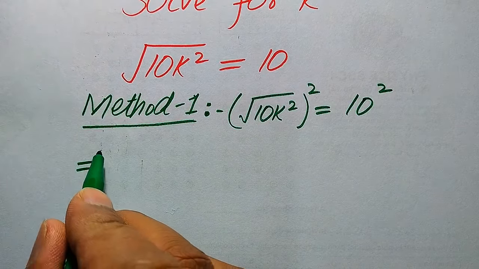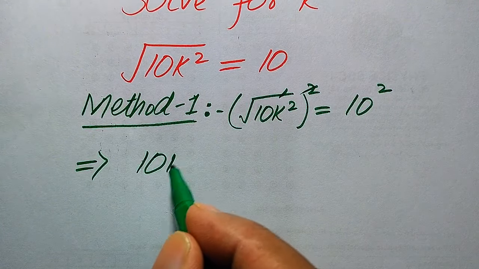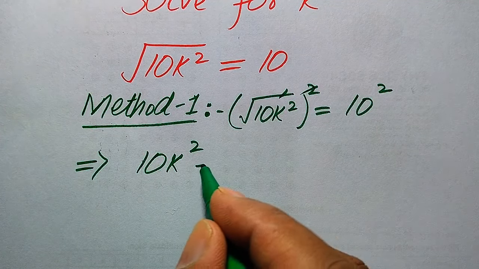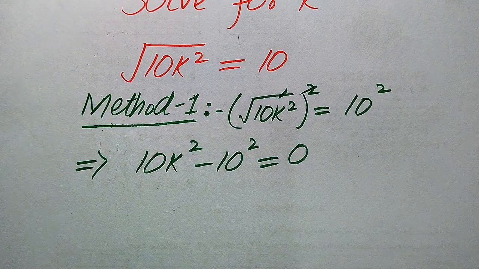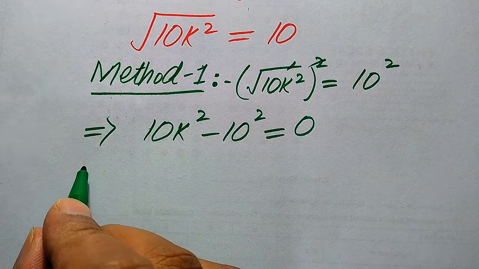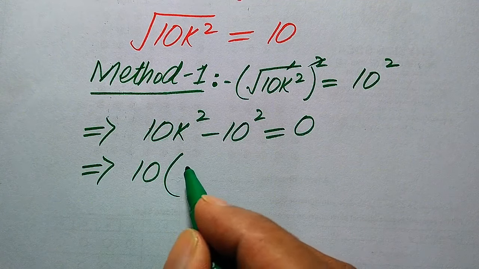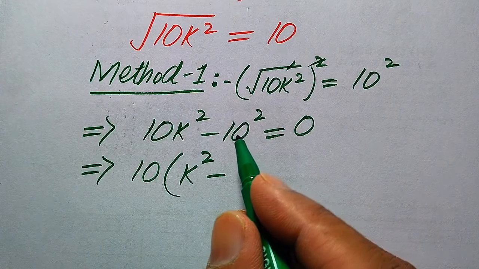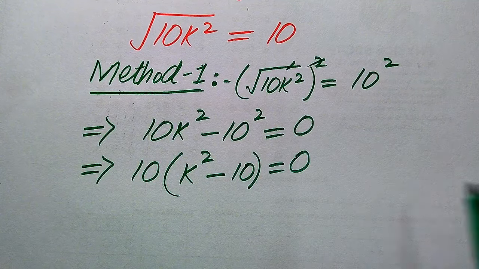Now in the next step we need more simplification, and you see here that the 2 and the square root are gone, and we get 10 times k squared, and this is positive 10 squared. When we move it to the left hand side, it becomes negative 10 squared, and this whole equation is equal to 0. Now in the next step, you see that both of these two terms involve 10, so 10 is the common term. So we take 10 common, and after taking 10 common the remaining values are k squared minus 10, and this whole equation is equal to 0.